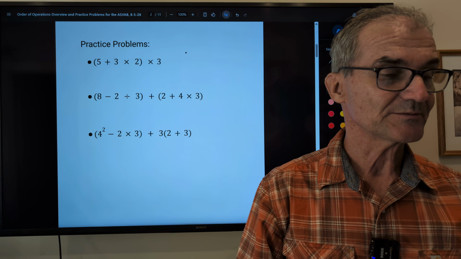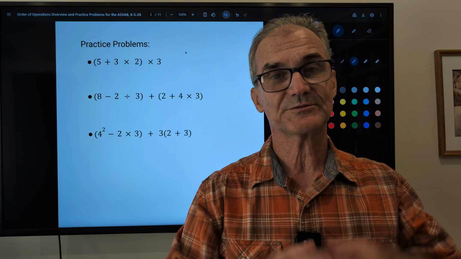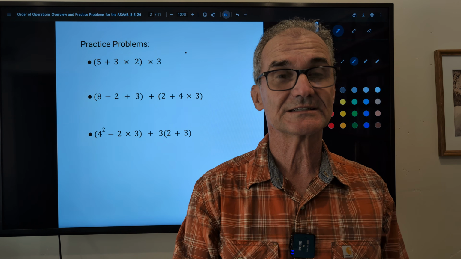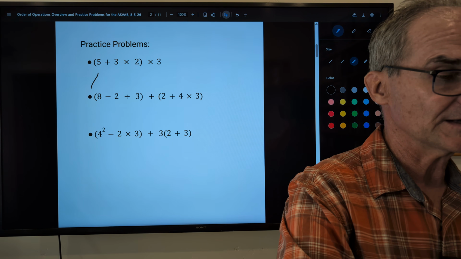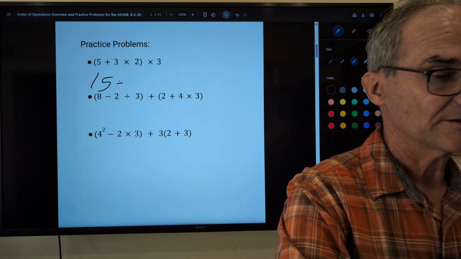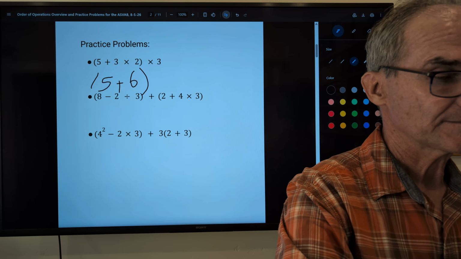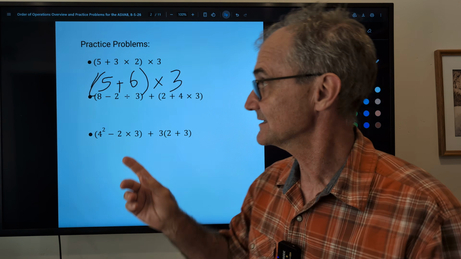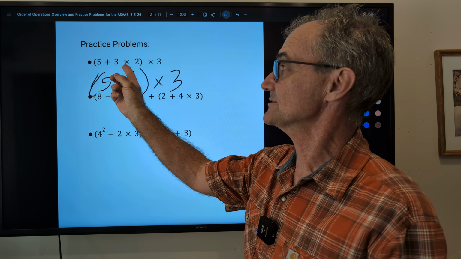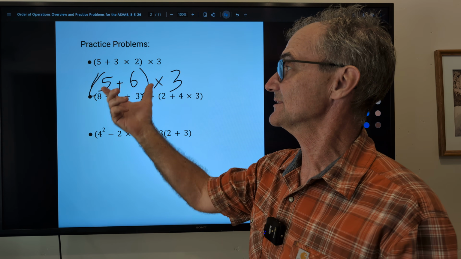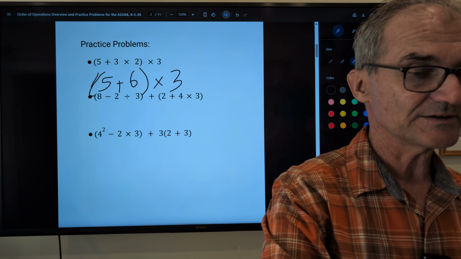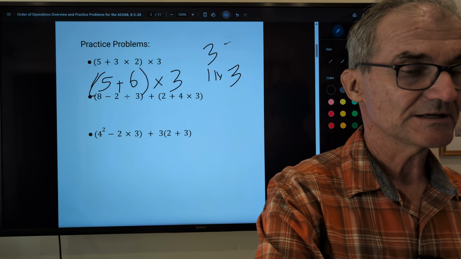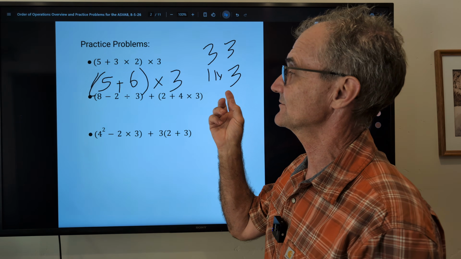All right, so I'm looking at this problem right here. I see parentheses. I have to do everything in those parentheses first. Inside those parentheses, I have multiplication before addition. So inside these parentheses, I'm going to have 5 plus 3 times 2 is 6, times 3. I still do what's inside. So I did my multiplication, 6, first. Then I add the 5. I'm still in the parentheses. That's going to give me 11 times 3, or 33. So for that first example problem, the correct answer is 33.